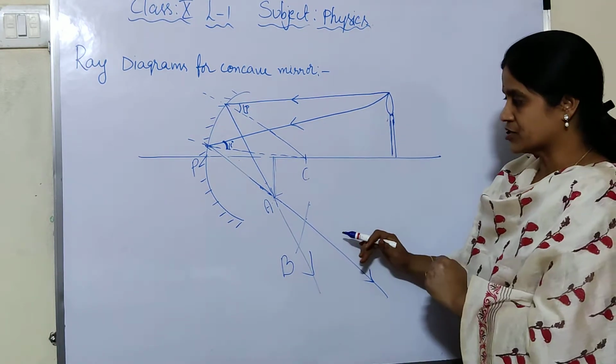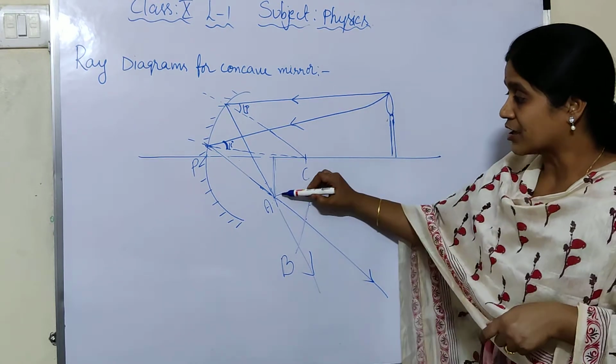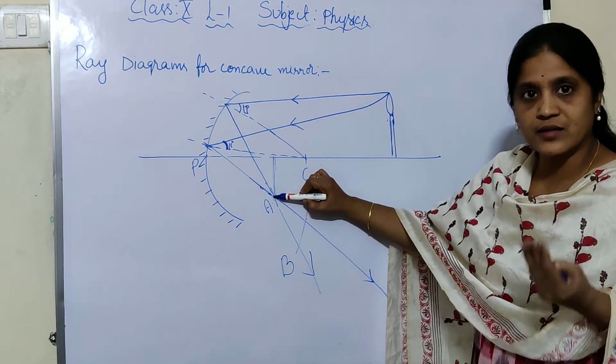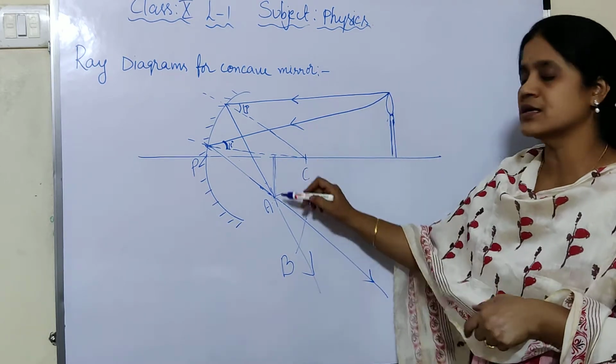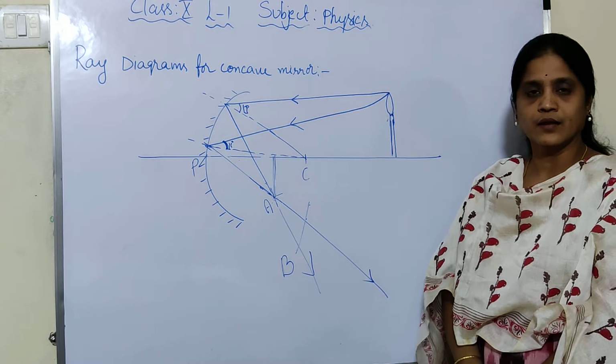So due to this reason, where the converging point is, there if you place the screen, we can catch the image on the screen. Okay.